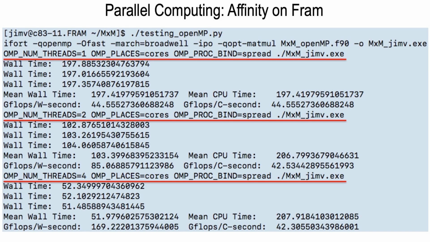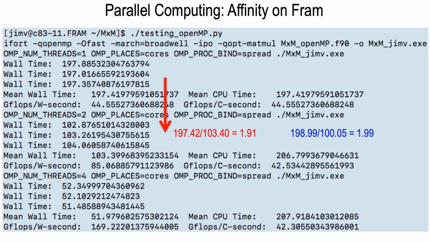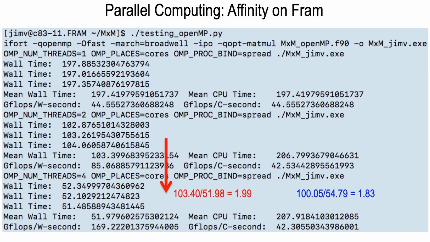We'll compare the results of spread affinity binding, numbers highlighted in red, with those when no affinity is applied, numbers highlighted in blue. In this test, we see a speedup from 1 to 2 threads, achieving approximately 1.91 with OpenMP affinity. Without affinity, the speedup was about 1.99. When moving from 2 to 4 threads, we see a speedup of around 1.99 with OpenMP affinity. Comparatively, without affinity, the speedup was about 1.83.